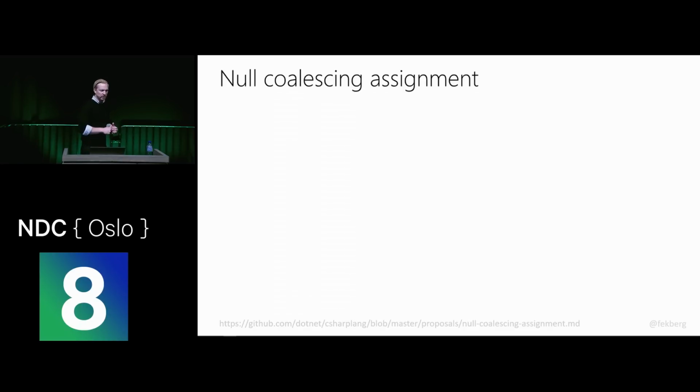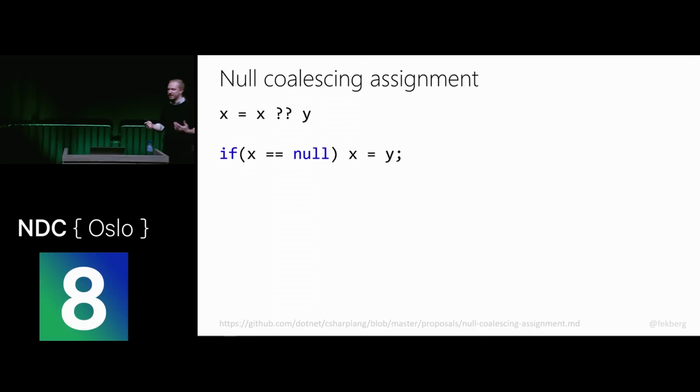Now, the next one is null coalescing assignment. It's just an easier way for us to check if a value is null before assigning it. So instead of having to say, well, if x is equal to null, then initialize x with y, we can now say x ?= y. Again, it's about saving characters, right?